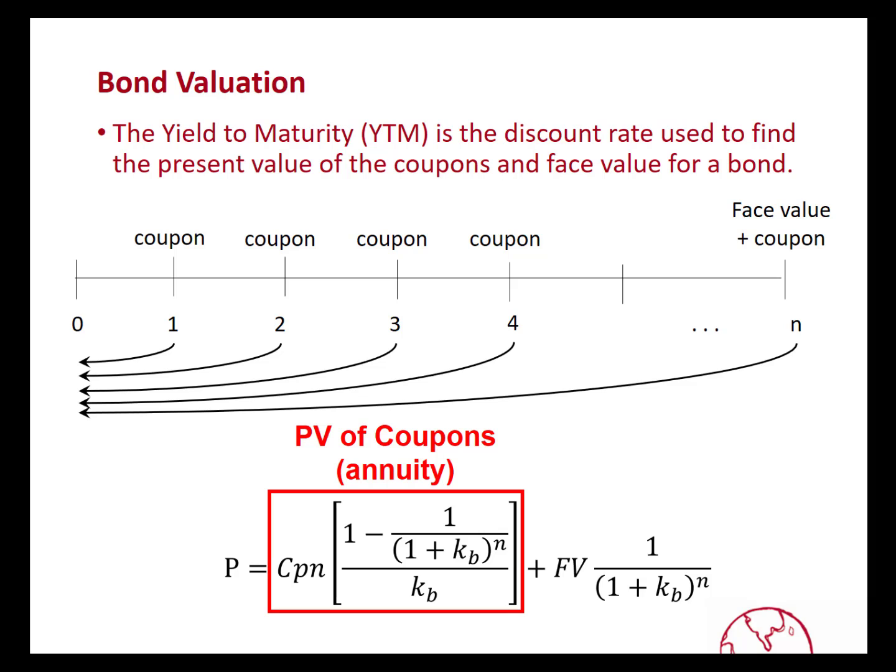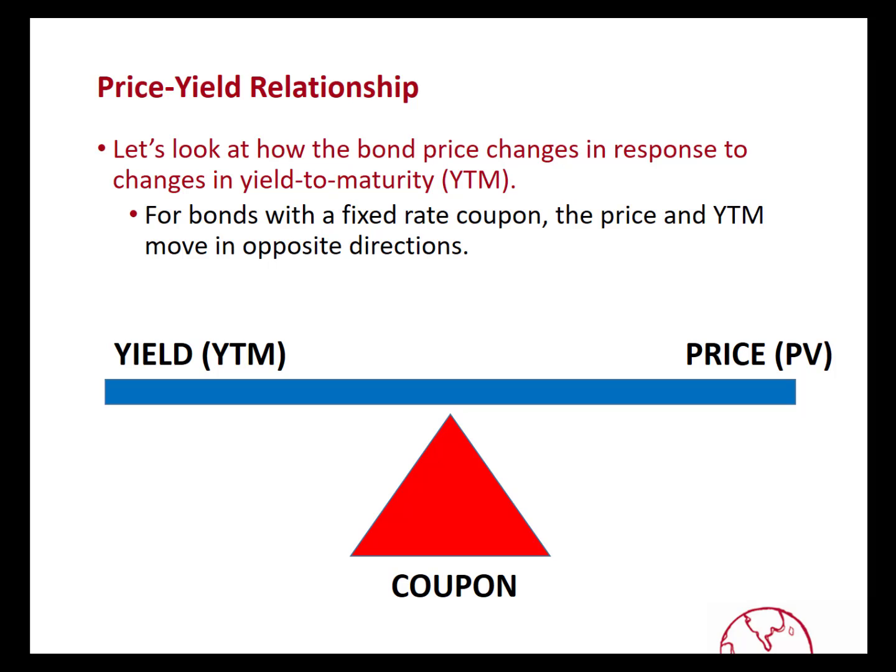Notice that the formula is the present value of coupons, which is the annuity formula, and the present value of the face value, which is the future value present value formula. So the relationship between price and yield for a bond is quite straightforward.